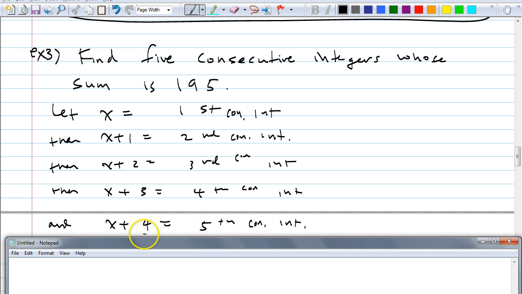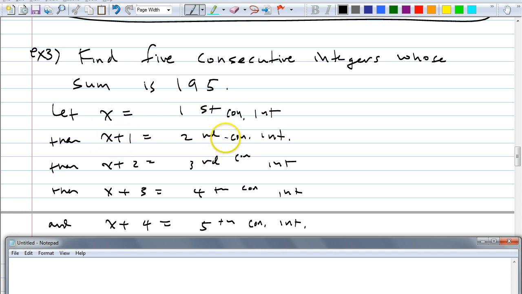Is that okay? No. Notice, why isn't the second consecutive integer x plus 2 and the third consecutive integer x plus 3? Why do we do it this way? How come it's one less? That's how it works. And why does it work this way? Because x is the first one, right? That's your first one. So therefore x plus 1 is your second.